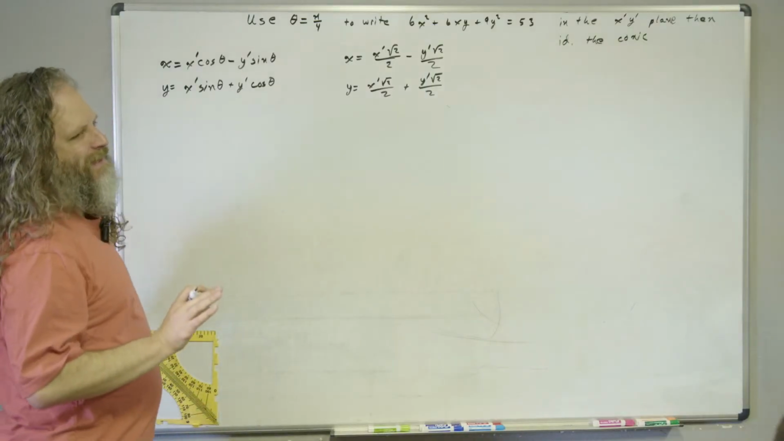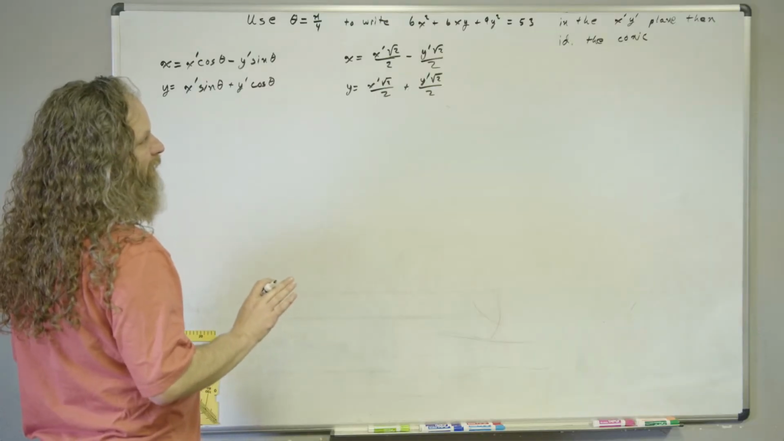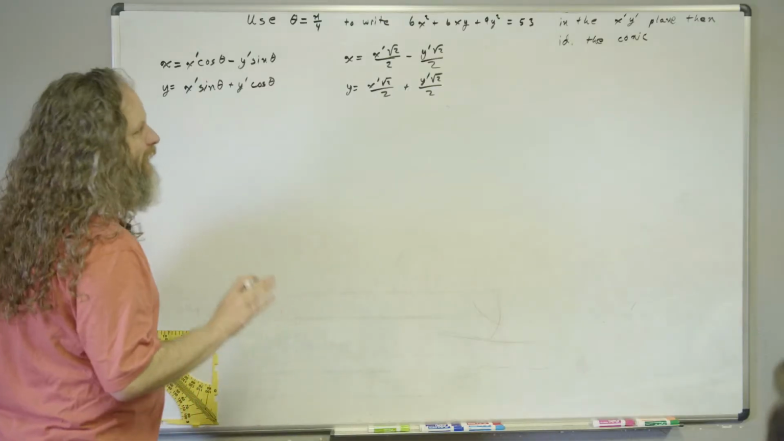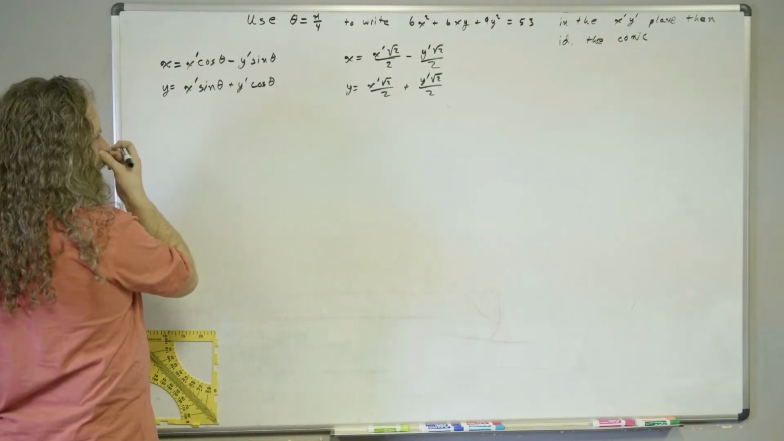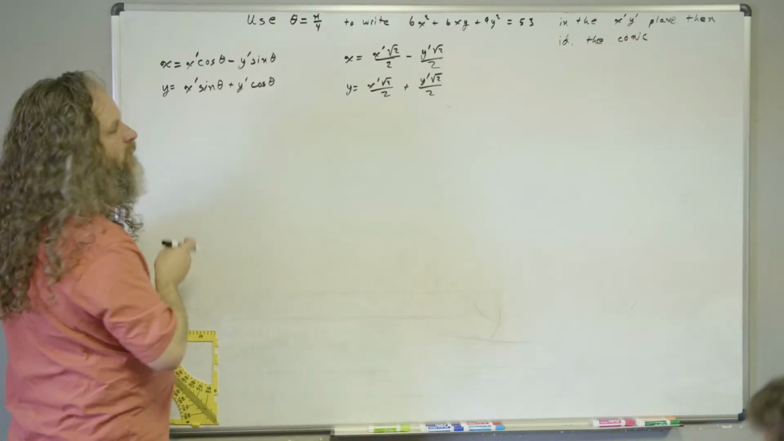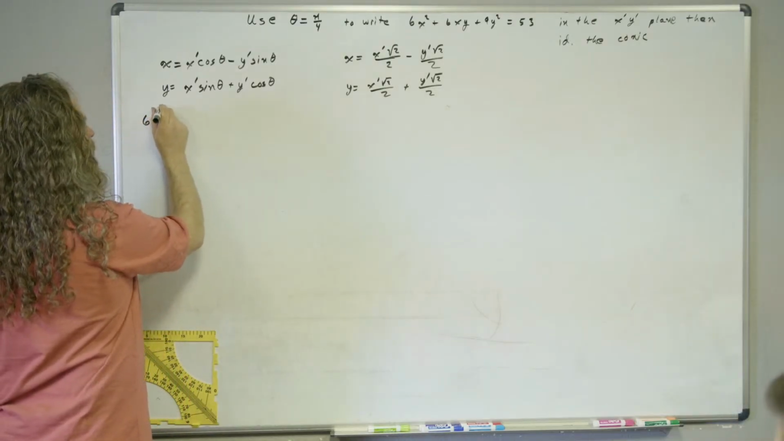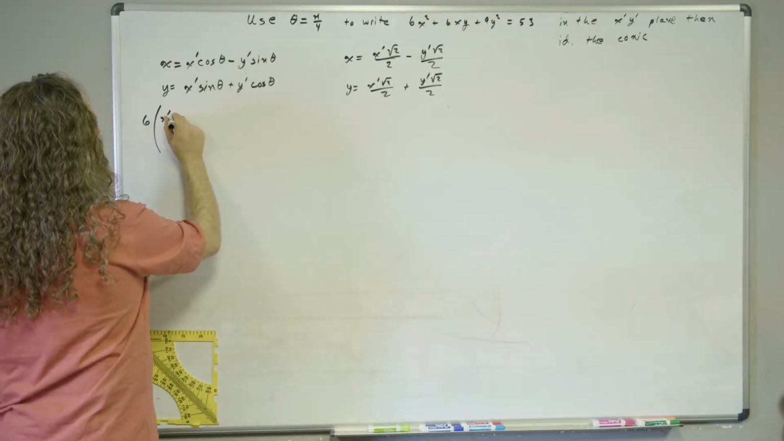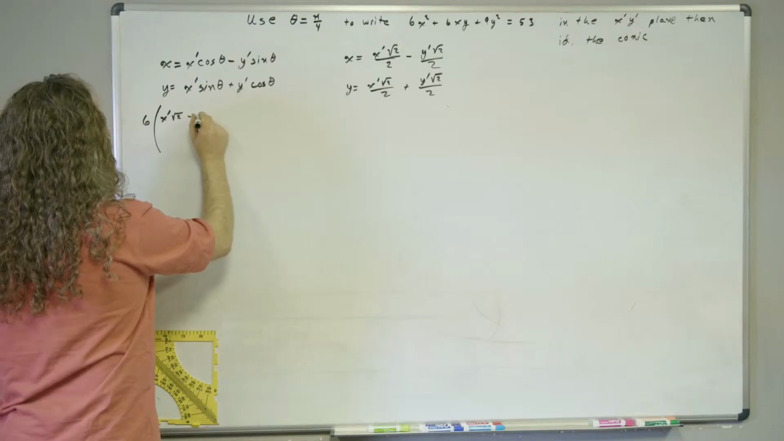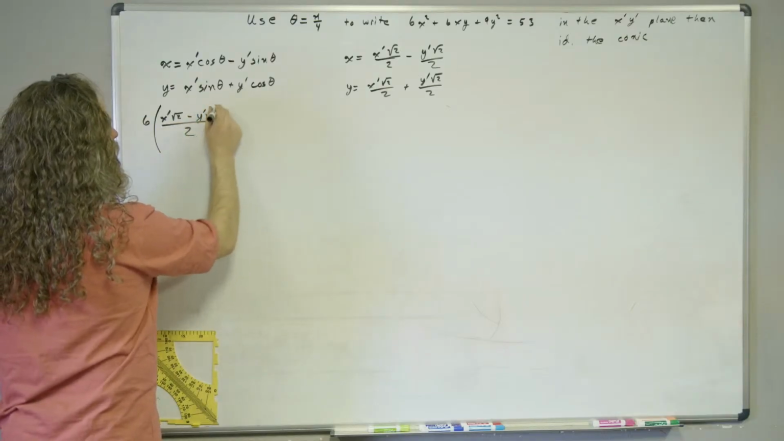Like I said, you've got to go slow enough and write neat enough that we don't make errors compounding into errors. Okay. I'm going to do 6x squared. So, 6 times x prime times the square root of 2 minus y prime times the square root of 2 over 2, right?